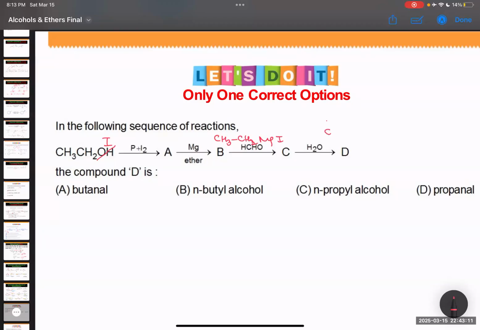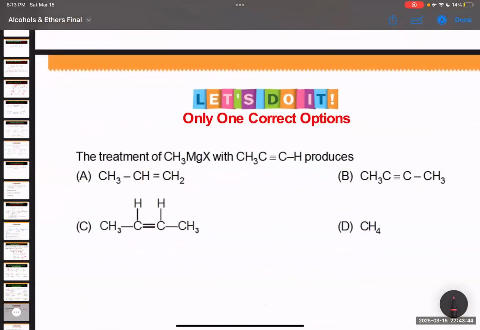And this is going to react with formaldehyde. Now it will change to a single bond after addition. Addition is the reverse of elimination. And this is going to change to OH. So you will have a primary alkyl group with one extra carbon atom. So you are going to end up with N-propyl alcohol or propan-1-ol. That is its IUPAC name.